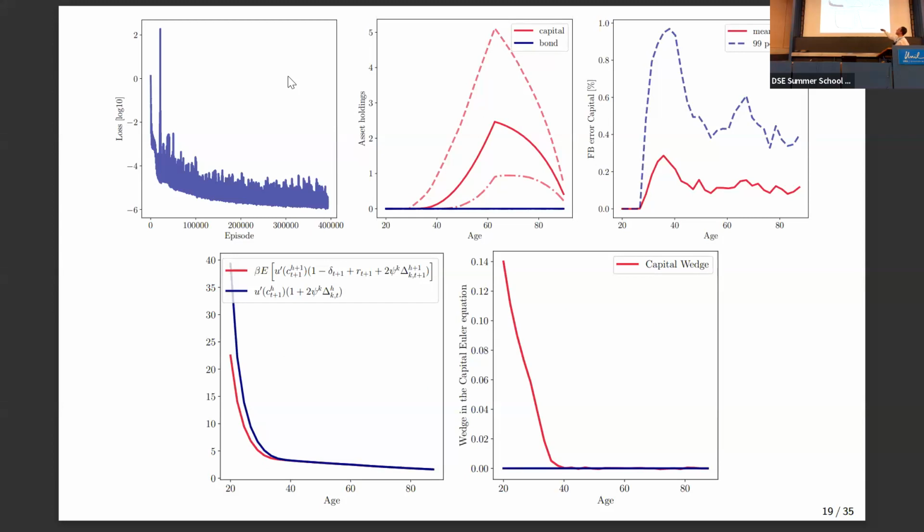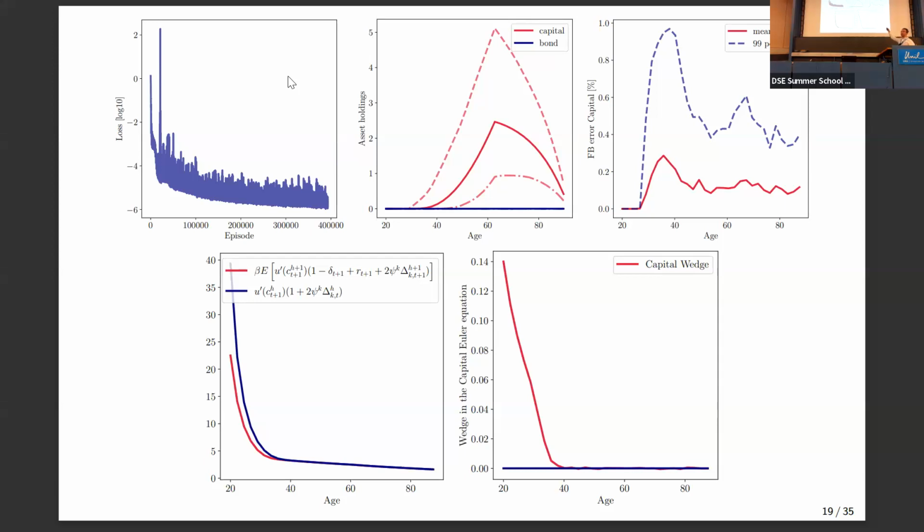Here I show you the asset holdings on a similar part of the economy. The mean is always a solid line, and then just to get an idea how much variation there is in the simulation, I'm also showing you the min and the max. This is a very important thing. This shows how much the equilibrium conditions are not satisfied. On average here, it's 0.2%, and the 99th percentile is going up to roughly 1%.